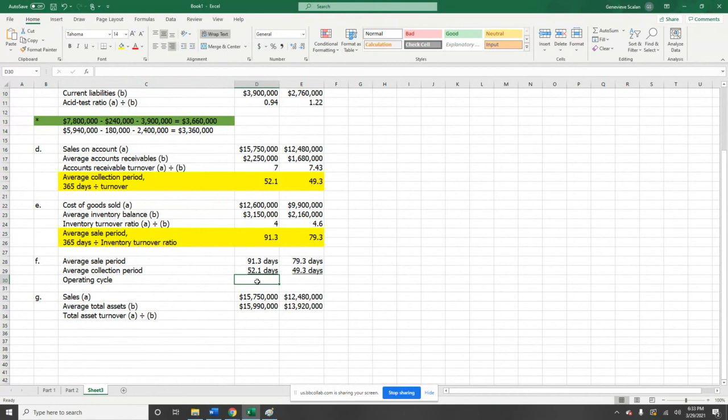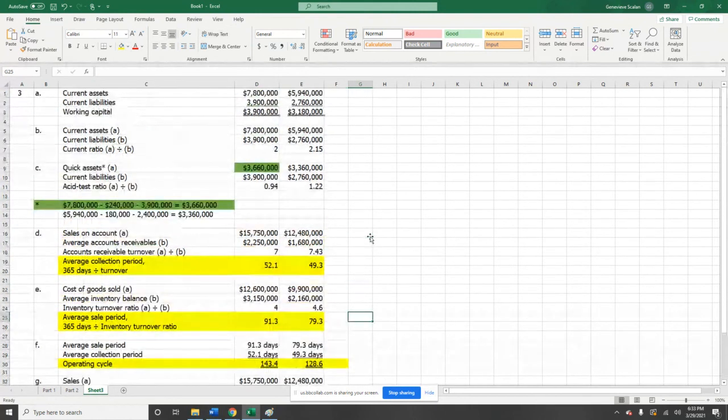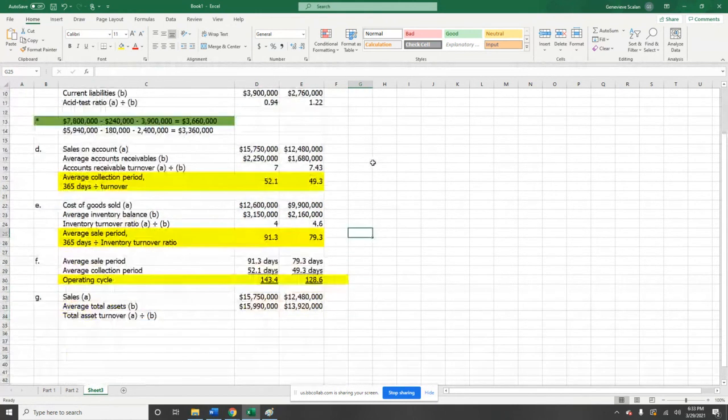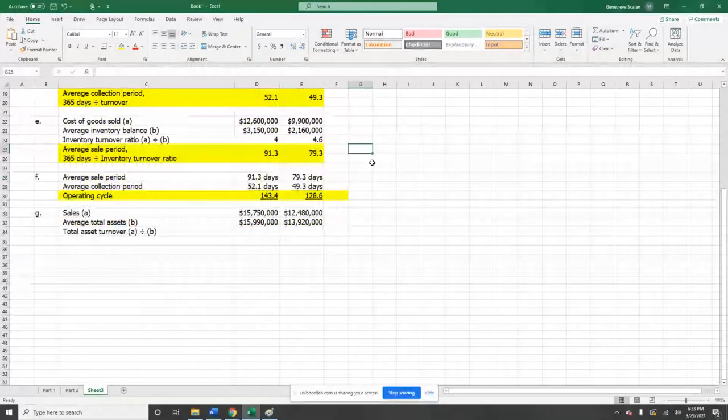Well, 91.3 plus 52.1 is 143.4 days this year. Last year, 79.3 plus 49.3 is 128.6 days. So see, this is where that cash crunch is coming in, right? This is why we're not very liquid. All right, so that's a problem, right?